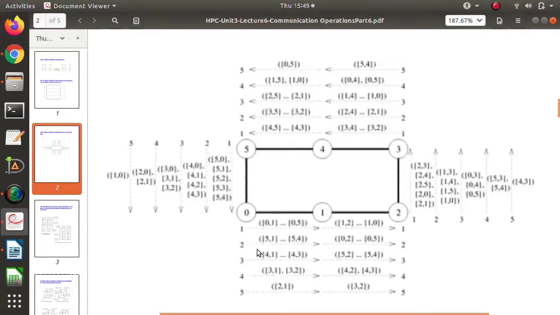Now we'll come to the second. We'll go step by step so you will understand properly. I'm telling you what these numbers stand for, and afterwards we'll see what the actual communication is. Okay, now this is step number 2. So in step number 2, these communications are done.